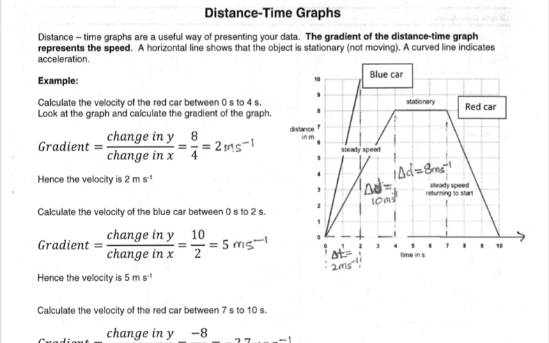Distance time graphs are a useful way of presenting your data. The gradient of a distance time graph represents the speed. A horizontal line shows that the object is stationary, not moving. A curved line indicates acceleration.